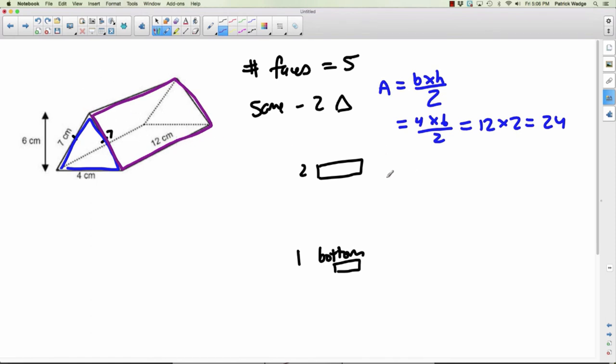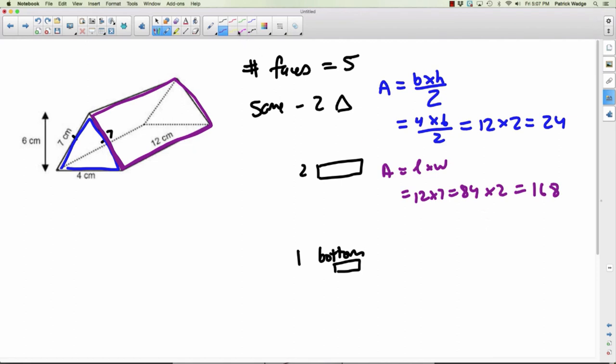So that is a rectangle, which is length times width. What are the dimensions? 12 here, 7 there. So we have 12 times 7, which is 84. But wait a minute, we have two of them. We've got to multiply by 2, we get 168.